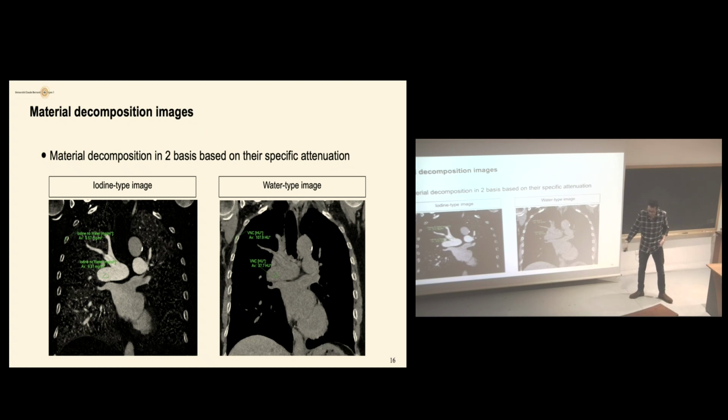And what you see here is you have a clear signal within the pulmonary arteries in favor of iodine, while on the right side, you don't have iodine anymore. So here, the material decomposition works well, I mean, differentiating between those two bases. But look for the wrong signal here. Do you see the wrong signal?